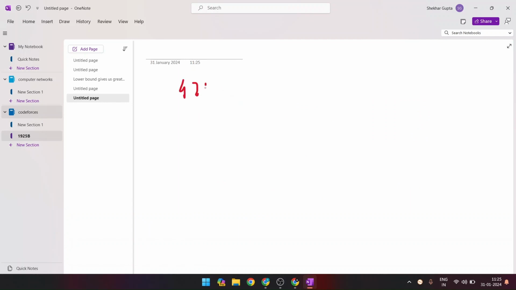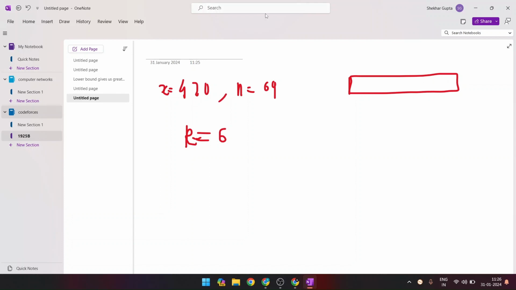So let's say your x is equal to 420, and your n is equal to 69. What is actually happening is, here we got our k, which is equal to 6 point something. So what we did, we took a vector, and like it was 1, 2, up to 6, 7, we got here, and we give our answer. If it's not equal to, we go back.